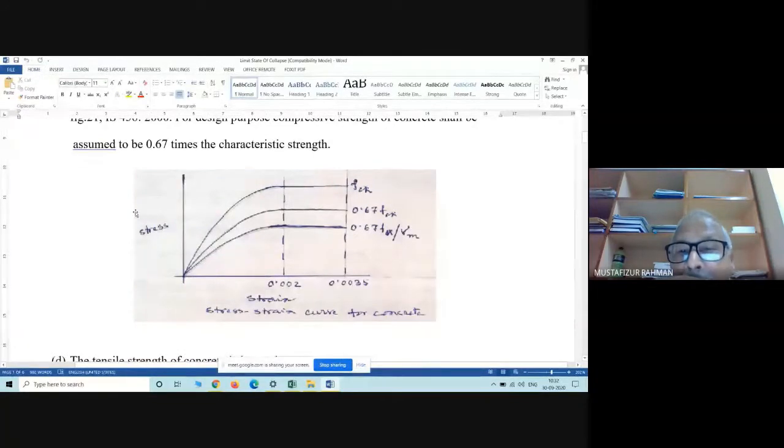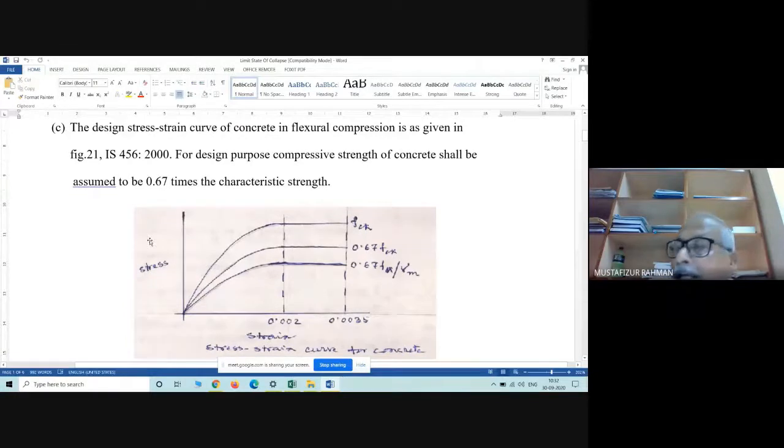The topmost curve, that is the assumed curve. This curve is accepted by IS, Bureau of Indian Standards. This curve is accepted. Now, what is happening here?